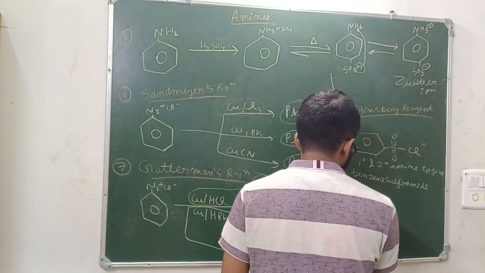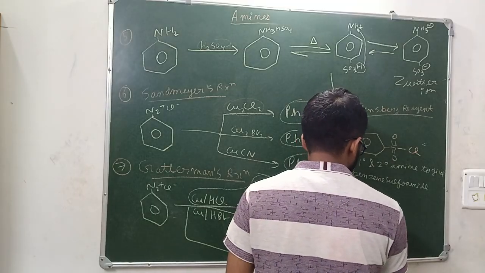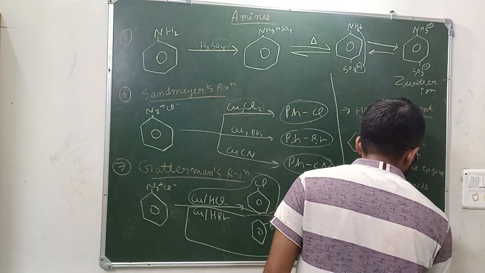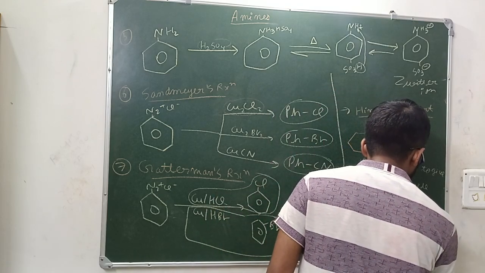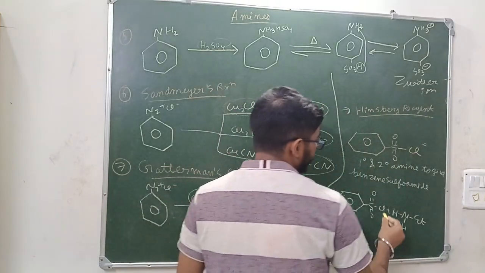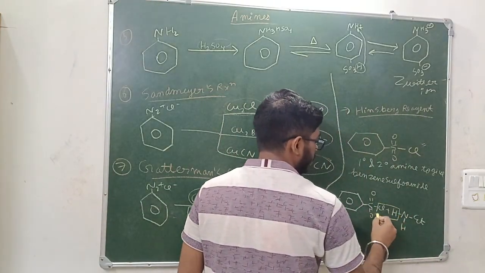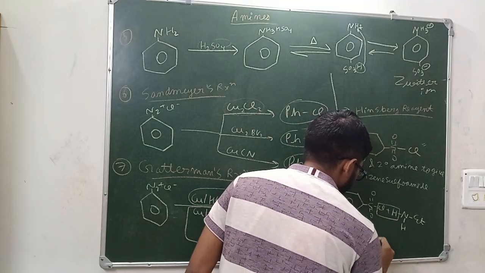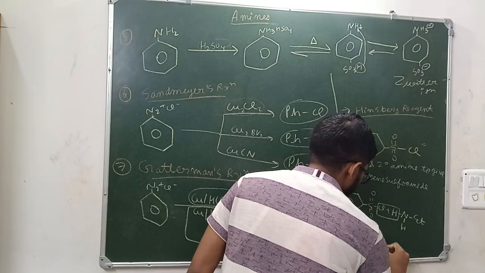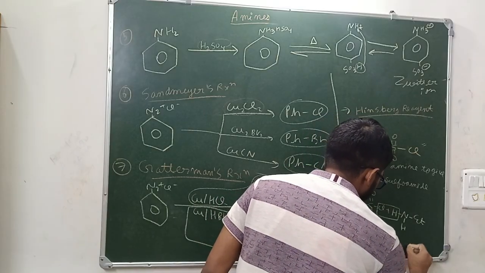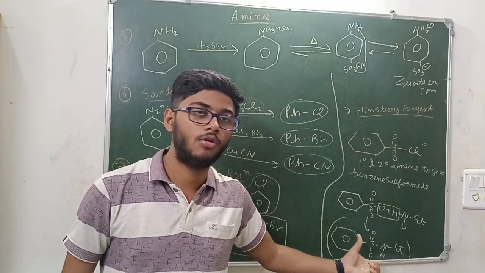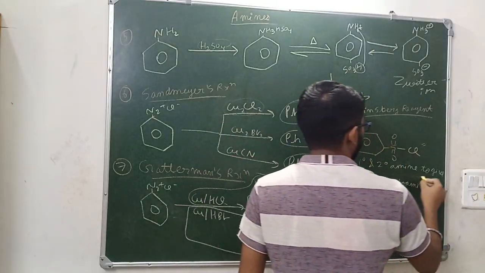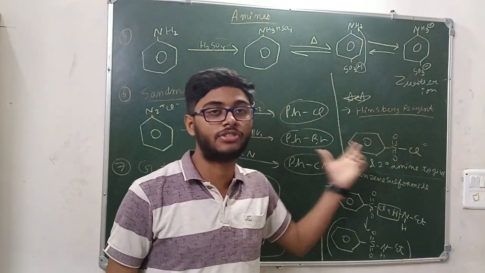See, first of all, if you react this, I will take a 1 degree amine, so I can take this. Now if you react these two compounds, HCl will leave as a leaving group, and the compound that is finally made is this compound. So this is a very important thing. Hinsberg reagent reacts with 1 and 2 degree amine to give benzene sulfonamide, and you have to remember the structure.